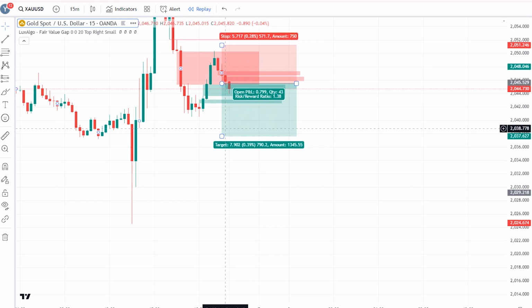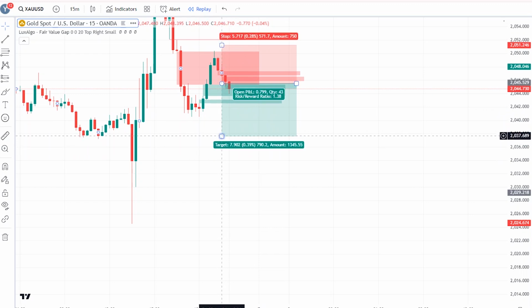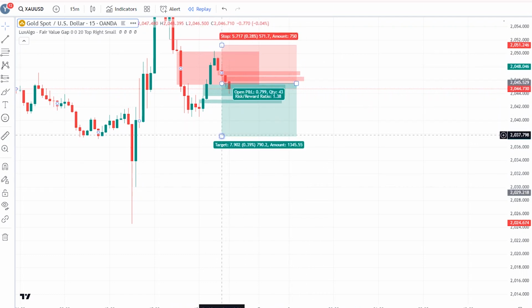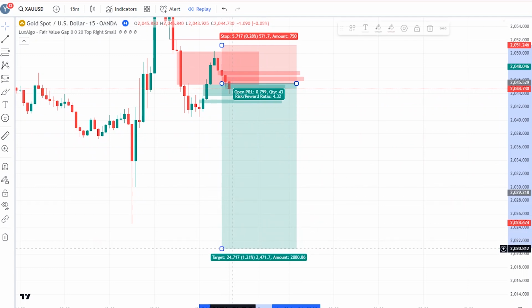The take profit should be above the next lower low if it is a bearish move, and the next higher high if it is a bullish move. So right here we're going to put it above this level, and let's see how the trade is definitely going to turn out to be.